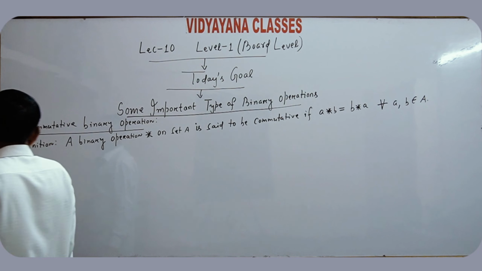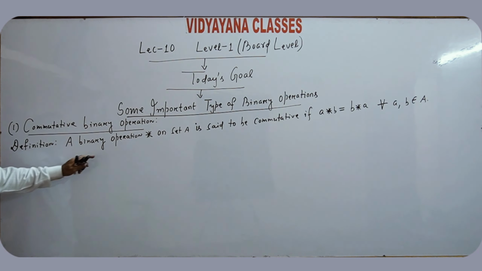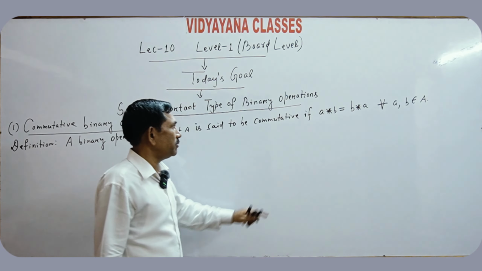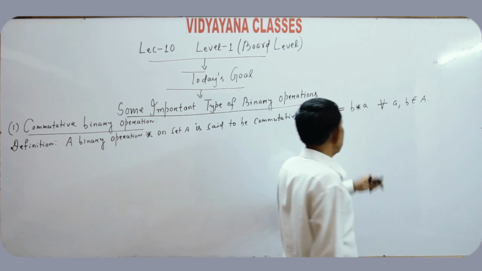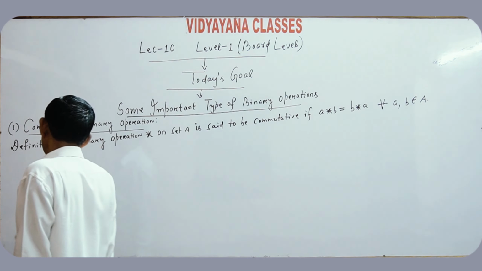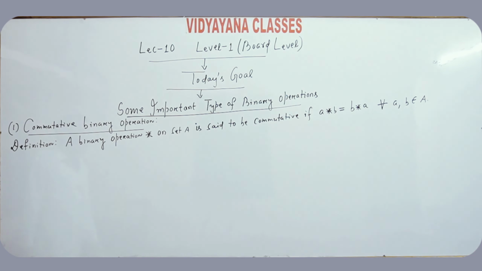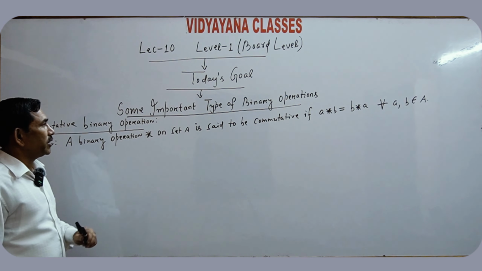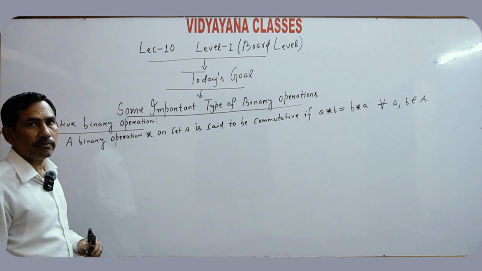What is a commutative binary operation? A binary operation star on set A is said to be commutative if A star B is equal to B star A. A binary operation is a function from A cross A to A. It is the definition of a commutative binary operation.